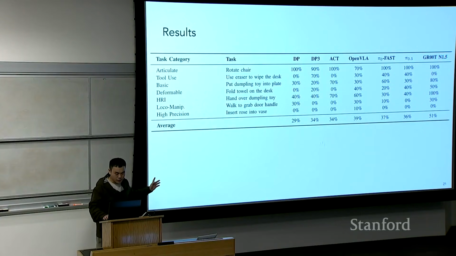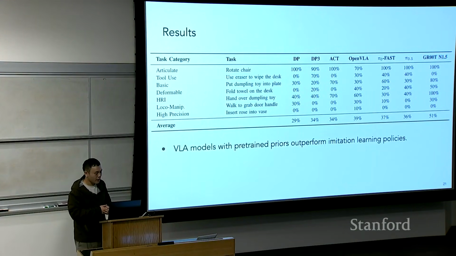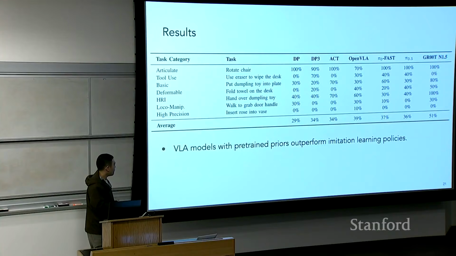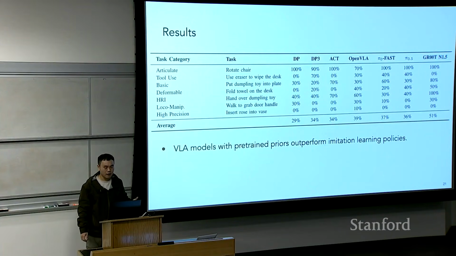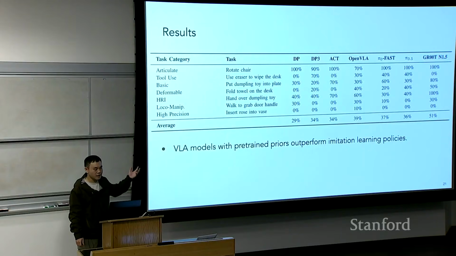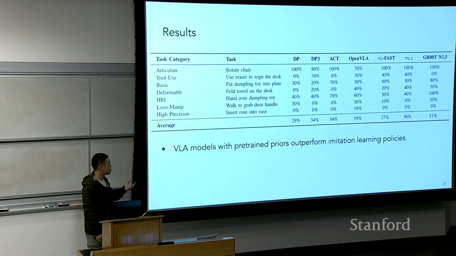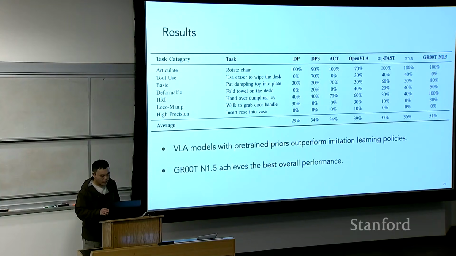We have some interesting findings. The first one is very straightforward. VLA models consistently outperform existing imitation learning policies such as DP or DP3, and this again confirms that large-scale pre-training is really useful, and we really need to scale up the data to pre-train the model. And the second, NVIDIA GR00T N1.5 achieves the best overall performance.